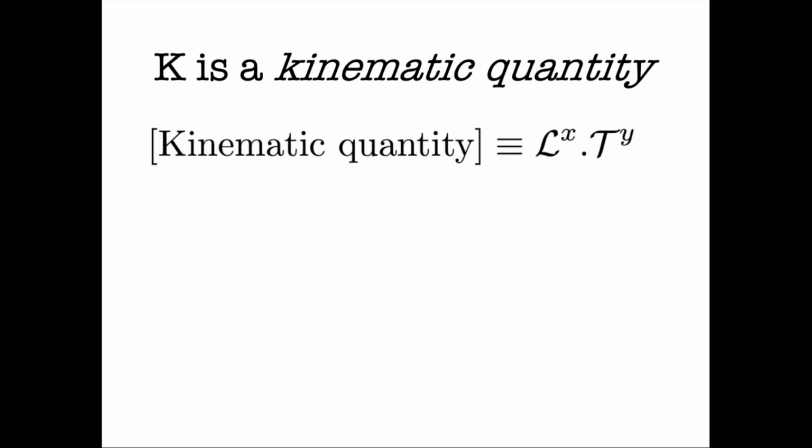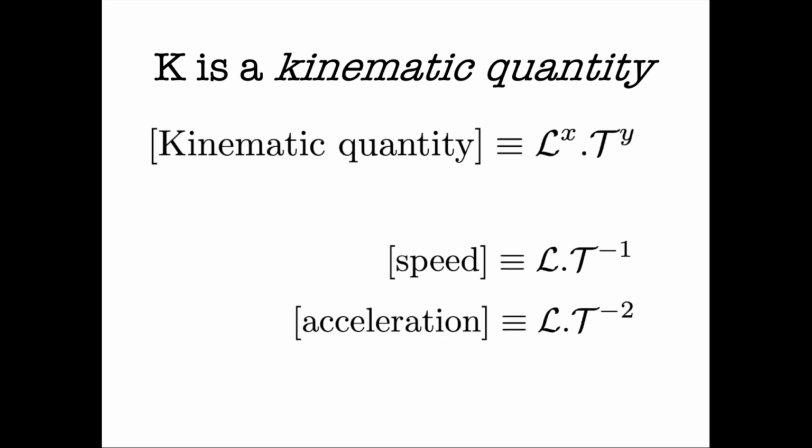a kinematic quantity, that is, a quantity with dimensions depending solely on the dimensions of space, L, and time, t. Speed is also a kinematic quantity with dimension L/t, or L t^-1. Acceleration is another one, with dimension L t^-2. There are other examples like diffusivity, which is an area over time, so with dimension L^2 t^-1.